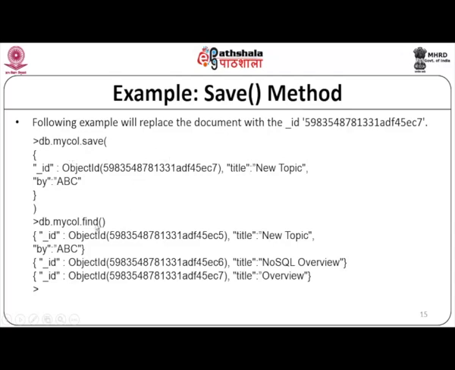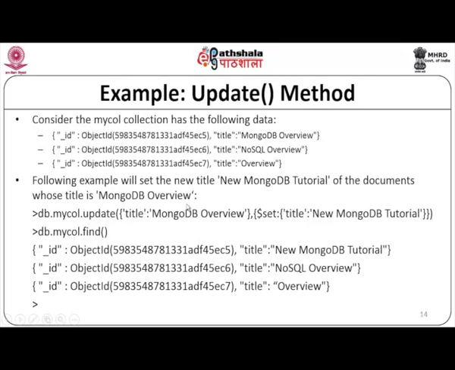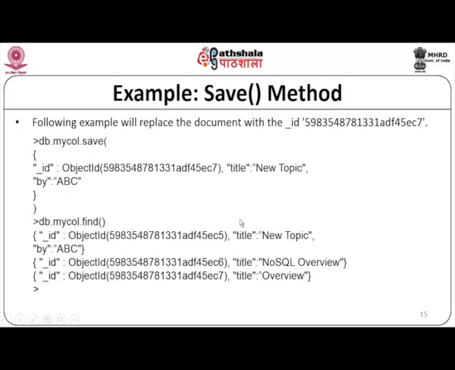Now if you type the find command, you will find the document with this ID, the last 5 characters being 45EC7. Here you find 45EC7, which was originally the overview, has now been replaced with the title new topic, created by ABC. So the original document has now been replaced with the new key value pair information inside the document.